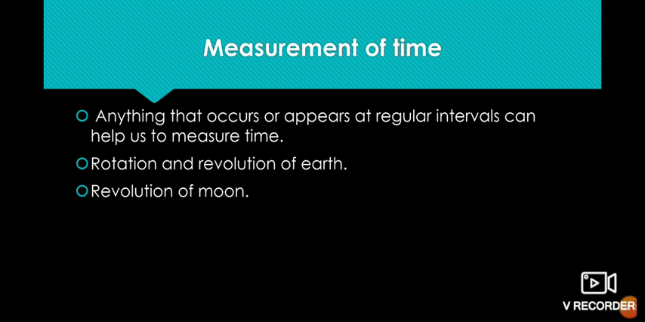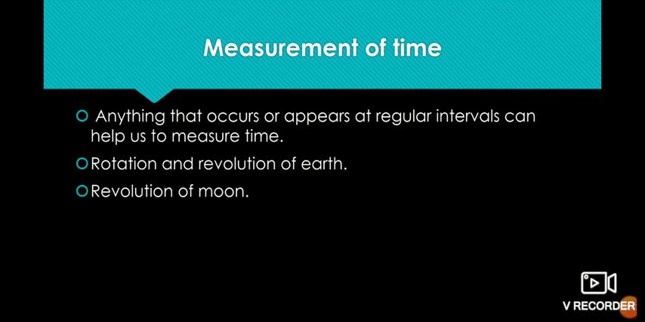Measurement of time. So how have we started the measurement of time? So we are talking about a period when there were no clocks. So, how did people measure time then? People measured time depending on an event which occurred regularly at regular intervals of time. This helped them to measure time.